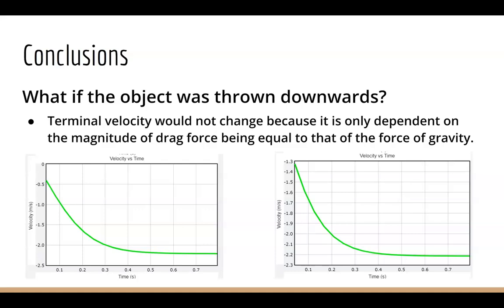When I input a force or initial velocity into the code, you can see that there would not be a change in terminal velocity, but only a change in when that terminal velocity is achieved. It would not change because it is only dependent on the magnitude of drag force being equal to that of the force of gravity. The left graph is the graph when you apply the initial velocity, and the right graph is when you don't have that initial velocity.